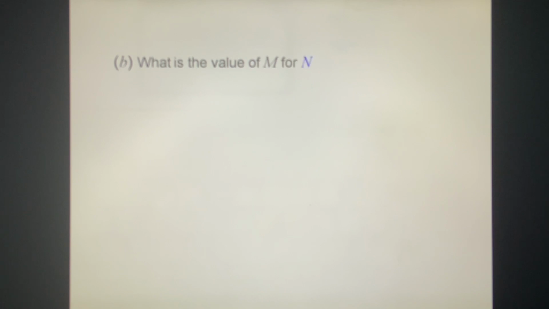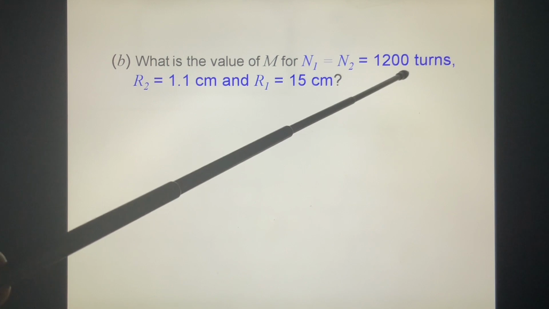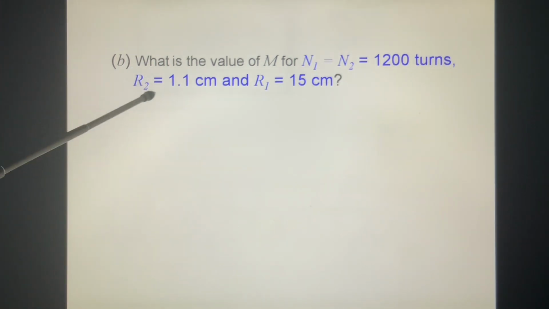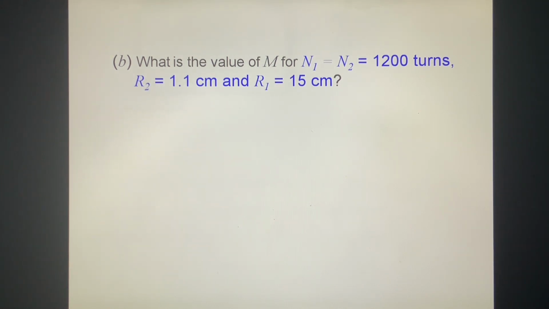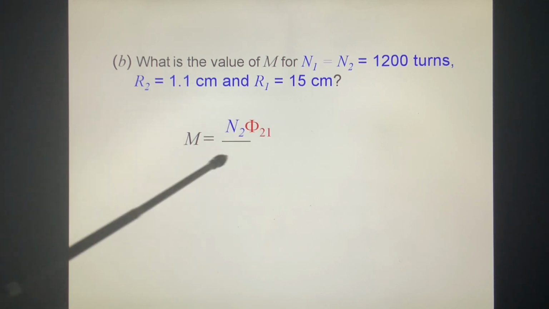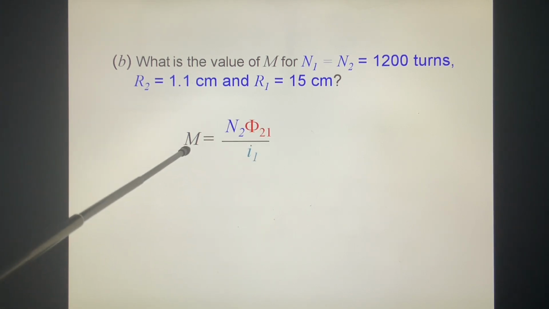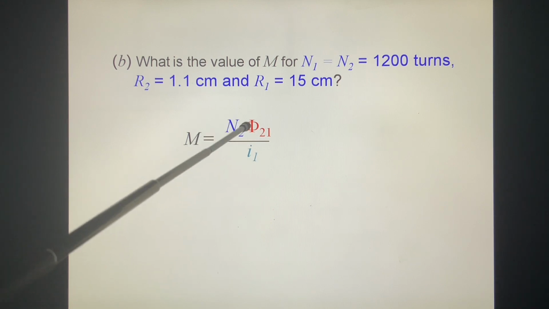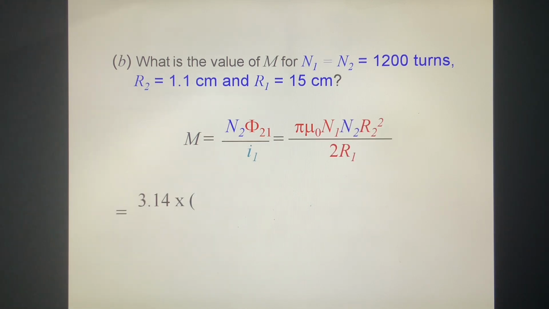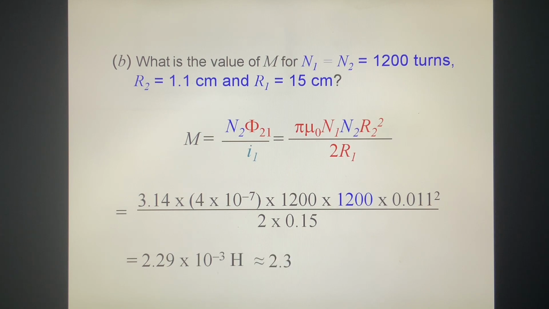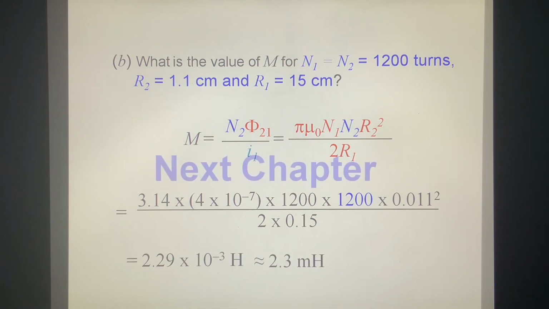Question B: what is the value of M for N1 equals N2 equals 1200 turns, R2 equals 1.1 centimeter, and R1 equals 15 centimeter, which is much larger than R2? So we put in the formula. By definition, mutual inductance M is N2 phi21 over I1, and we have calculated that before. Putting in the values, we get the answer. It's about 2.3 millihenry.